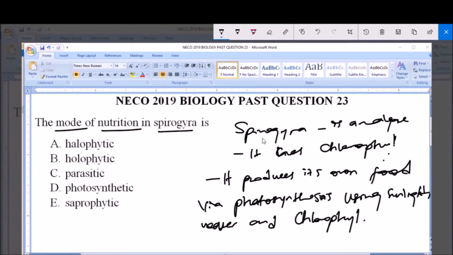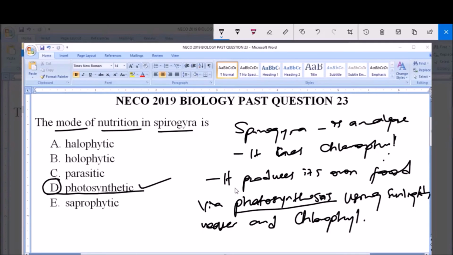So Spirogyra, although it's an algae, acts like a green plant. You know, green plants manufacture their food via photosynthesis. Also, Spirogyra manufactures its own food via photosynthesis, because it contains chlorophyll and it uses this chlorophyll, water, and sunlight to manufacture its own food. So therefore, the mode of nutrition in Spirogyra is regarded as photosynthetic. That is, Spirogyra are autotrophic. They can produce their own food via photosynthesis.